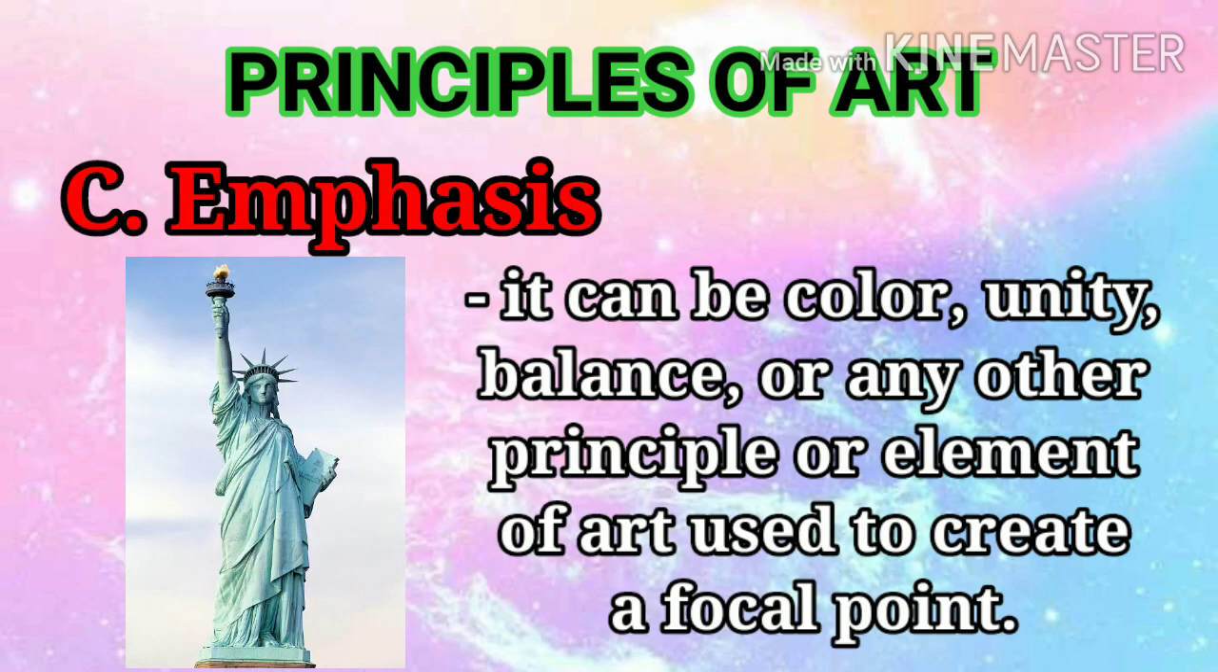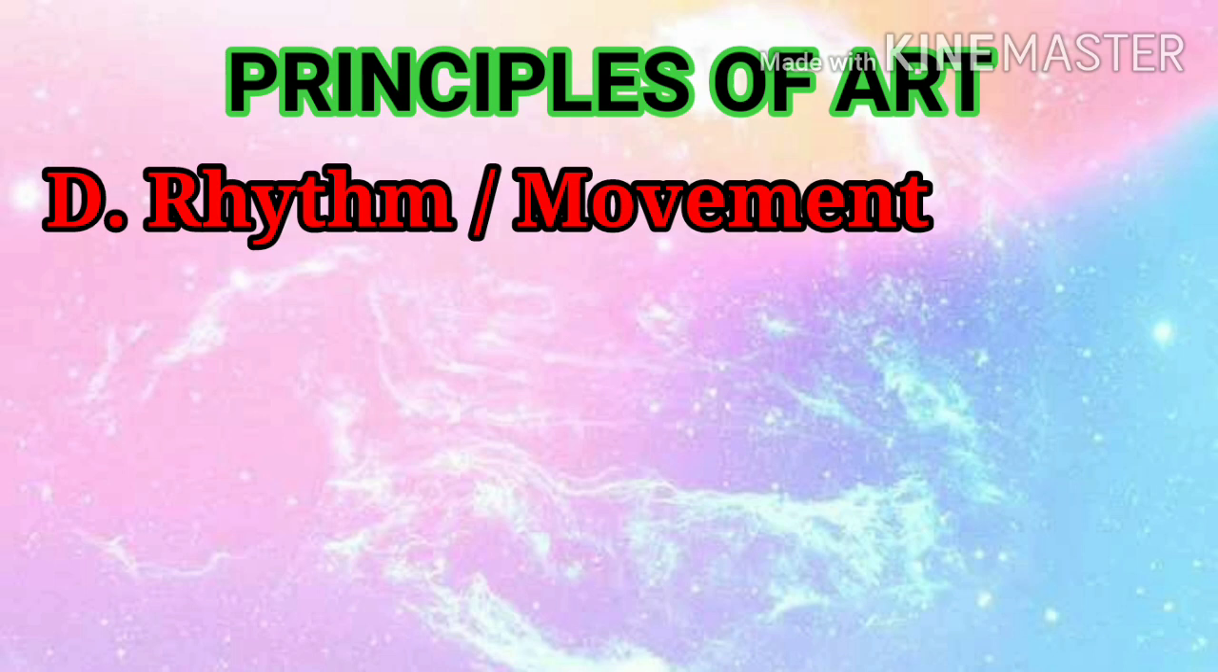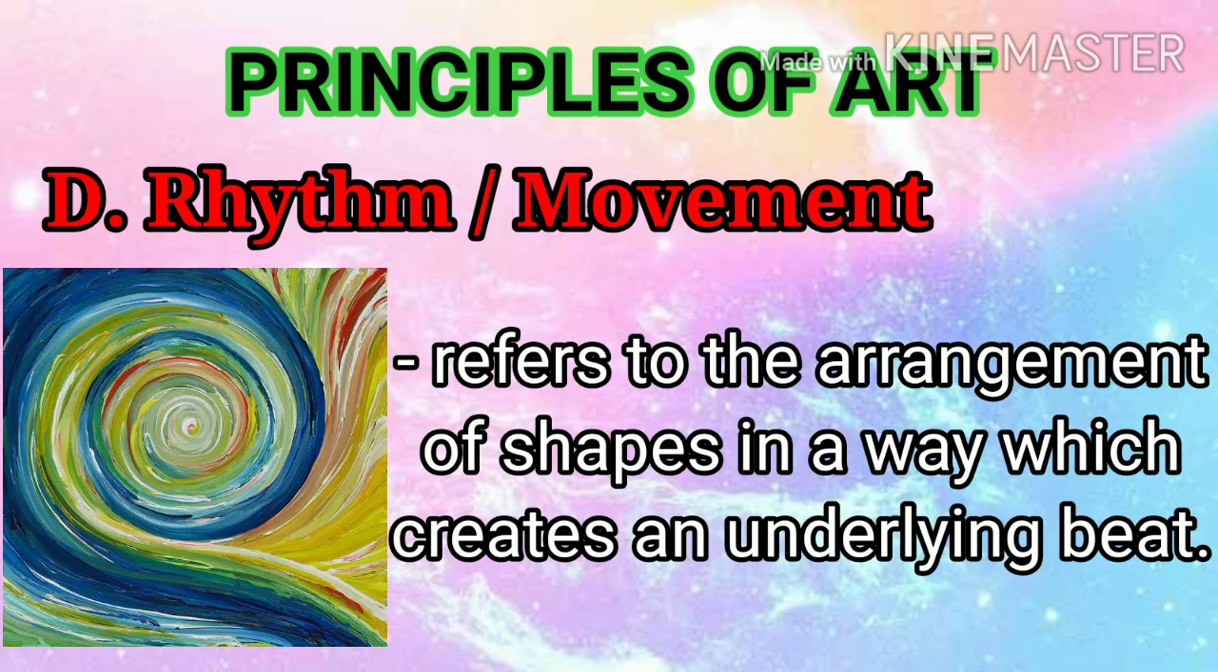Emphasis. It can be color, unity, balance, or any other principle or element of art used to create a focal point or the focus or object of the art. See this example. The statue is the emphasis of this photo. Rhythm or movement refers to the arrangement of shapes in a way which creates an underlying beat. It is similar to the rhythm of music, but instead of notes and sounds, we use colors and shapes.